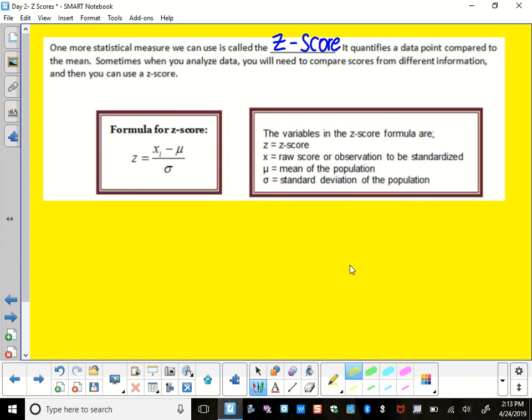Alright, your formula for a Z-score is on your formula sheet. So you will have it on your SOL, you will have it on your final. Okay? The only thing that is new here is the Z is for Z-score, and the X is for raw score. That basically means what's your data point. That's what raw score is. You know what that other symbol is? That's the mean. The last one is your standard deviation.